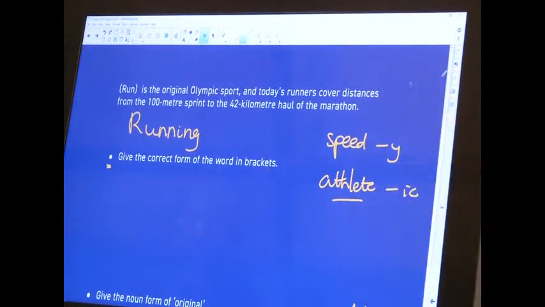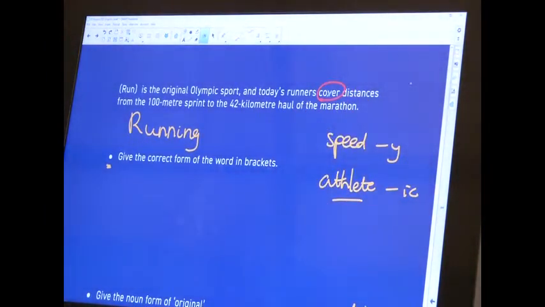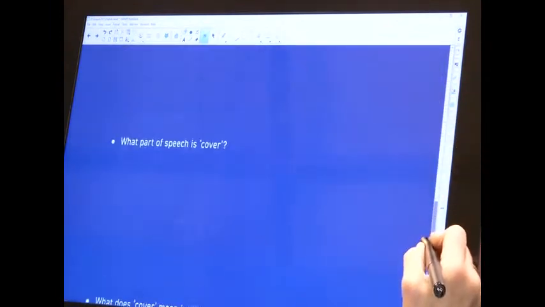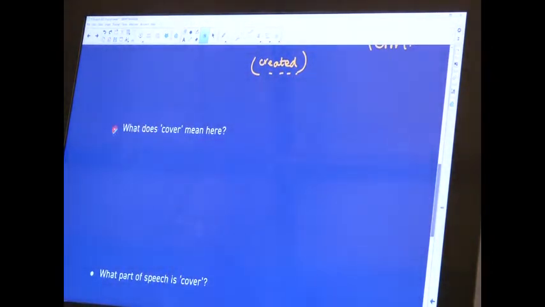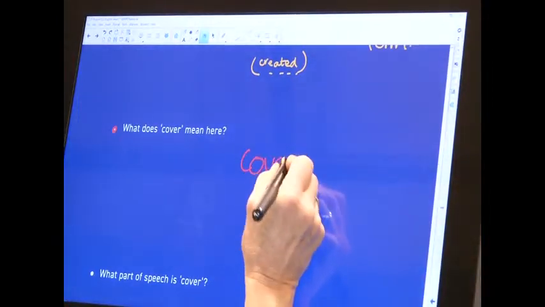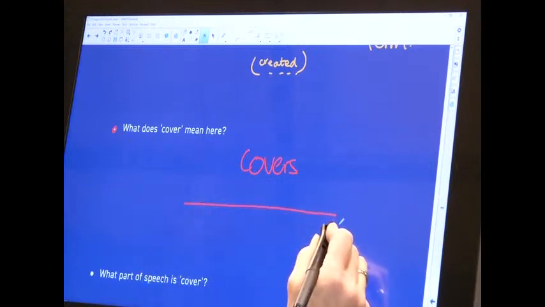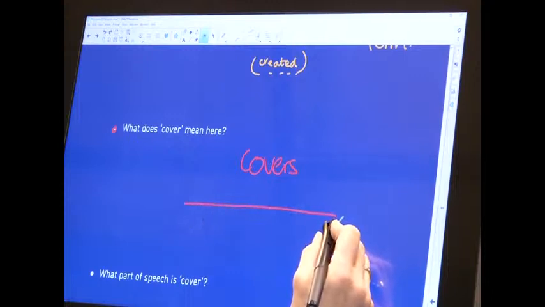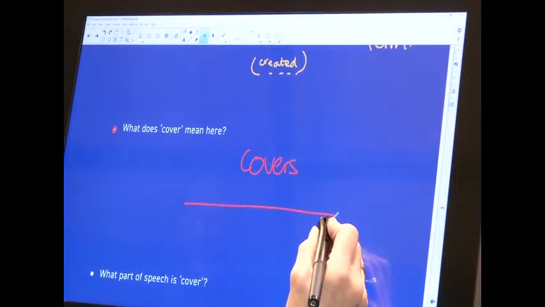We've got the word cover. Go back to the sentence. Look at the word cover. Look at the question. This question here. Right, so what does it mean if an athlete covers a particular distance? It means that is the length that he runs. So you could say, in this race, you have to cover, meaning you've got to run a particular distance.